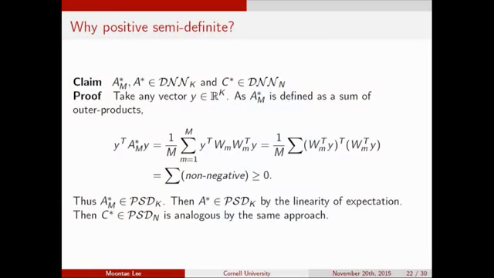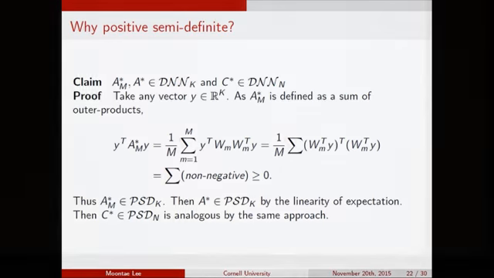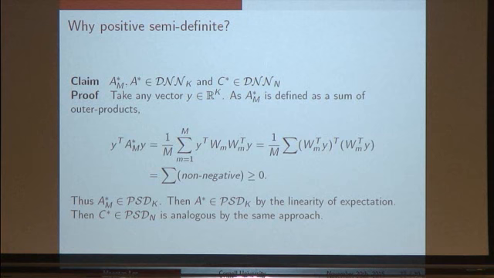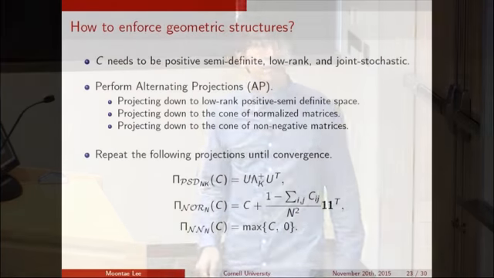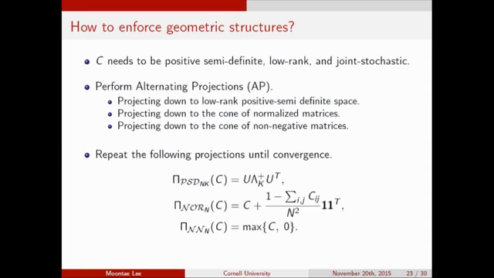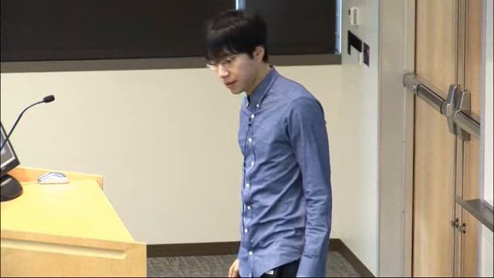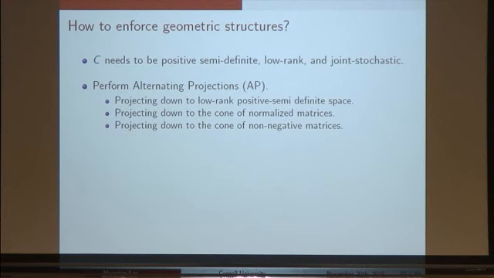And this is a very rough proof of why C must be positive semi-definite. I will skip it. So C needs to be this. In order to make C satisfy all those conditions, we perform alternating projection: projecting C down to the low rank positive semi-definite space first, then projecting down to the cone of normalized matrices, then the cone of non-negative matrices, and repeating this process again and again.